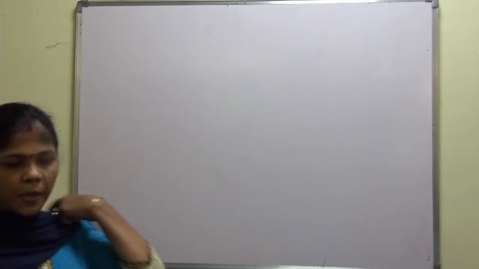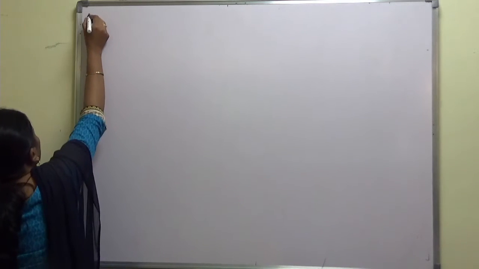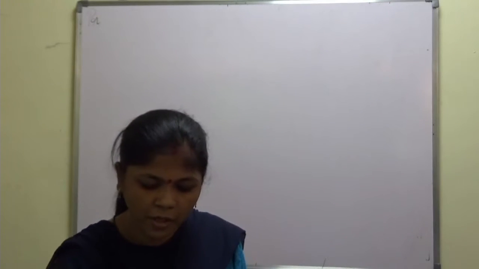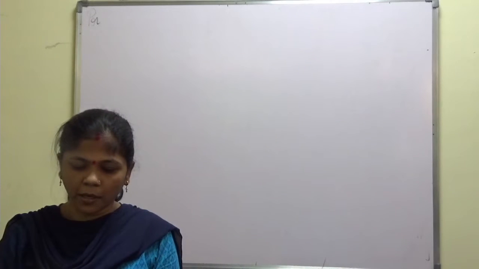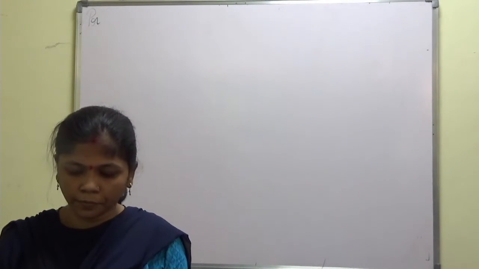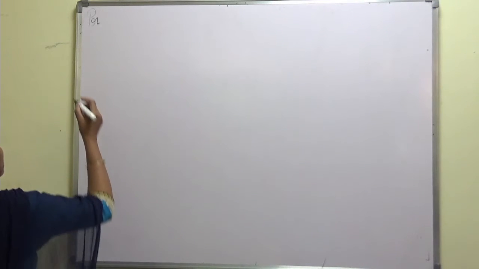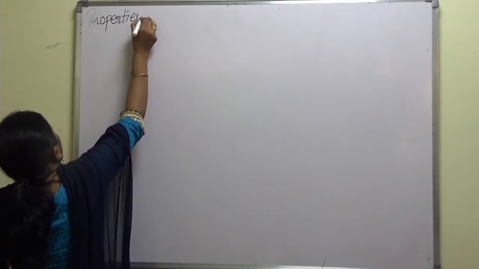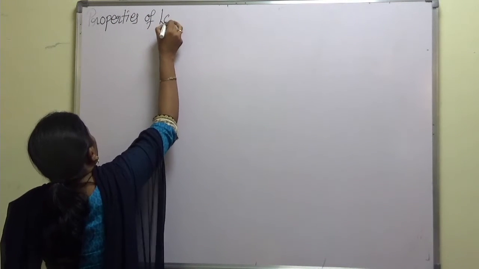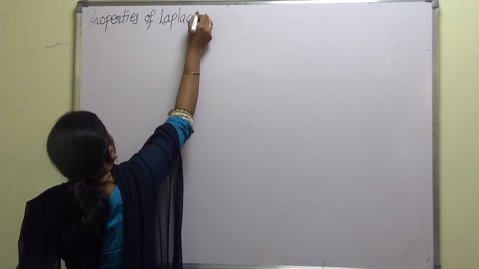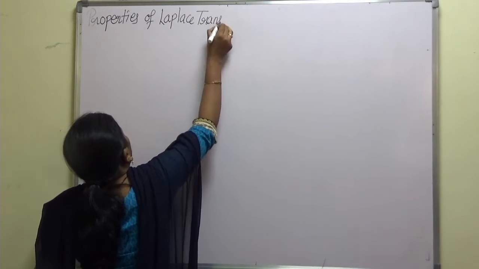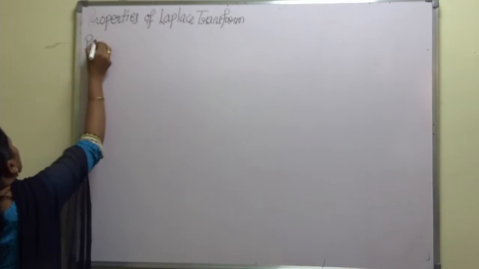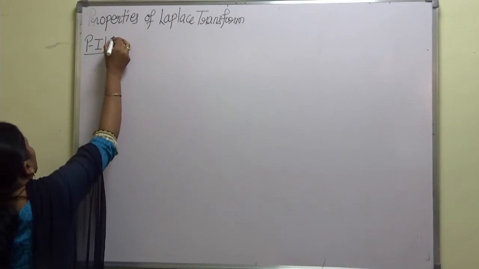So let us have the first property. The first property is called the linearity property, right?